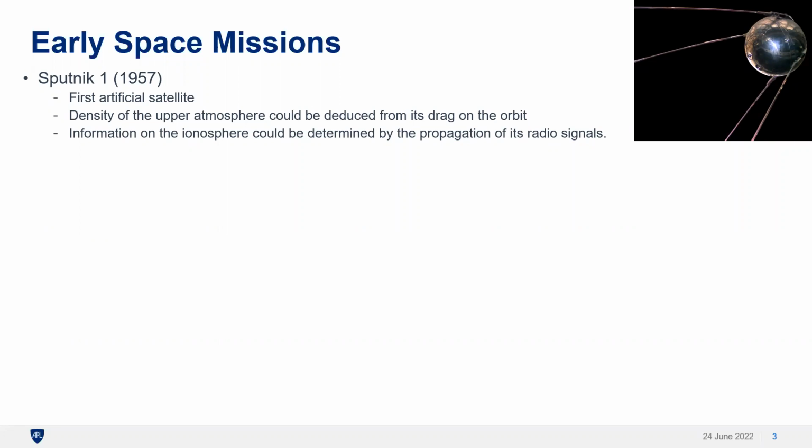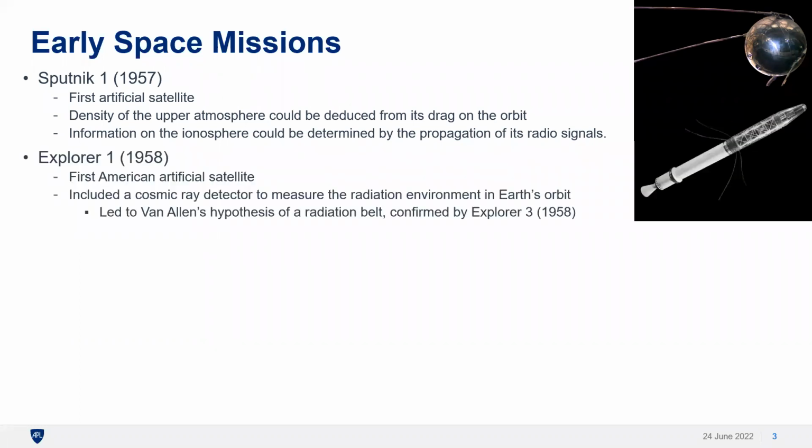So we could look at the density of the upper atmosphere being deduced from the drag on the orbit, and we were able to get information on the ionosphere from propagation of the signals from Sputnik. Actually, it's a really fun fact for me being from APL. In an attempt to better triangulate where Sputnik was, we realized at APL we could invert that and develop something like GPS. And so there were a lot of really great innovations that came out of this very first space-based mission.